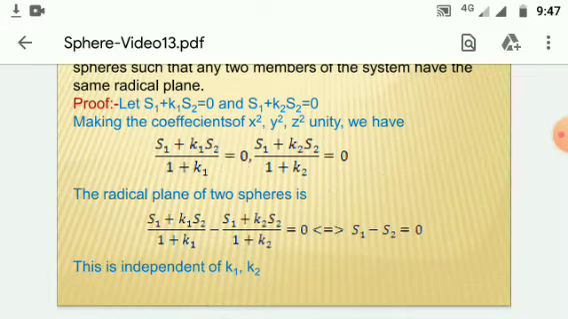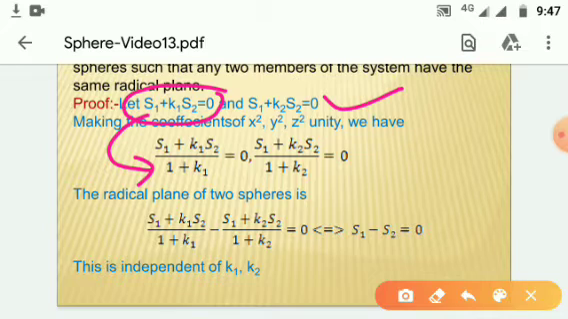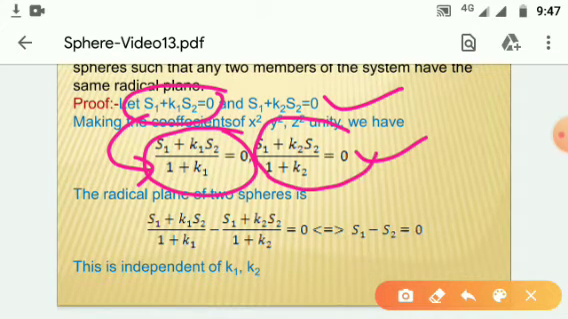Therefore, in this equation, the coefficients of x square, y square, z square will be made unity by dividing this entire equation with 1 + K1. Similarly, in this equation also, by dividing with 1 + K2, the coefficients of x square, y square, z square will become unity. Therefore, this can be written like this and this sphere can be written like this.